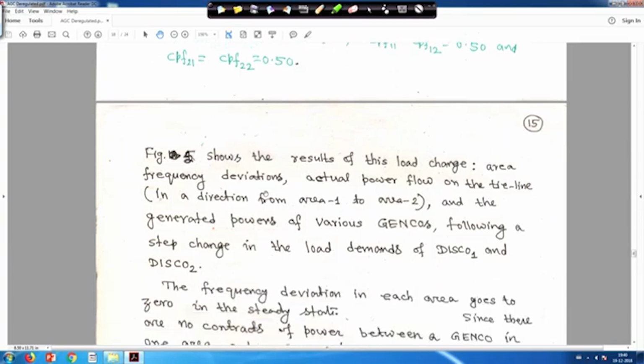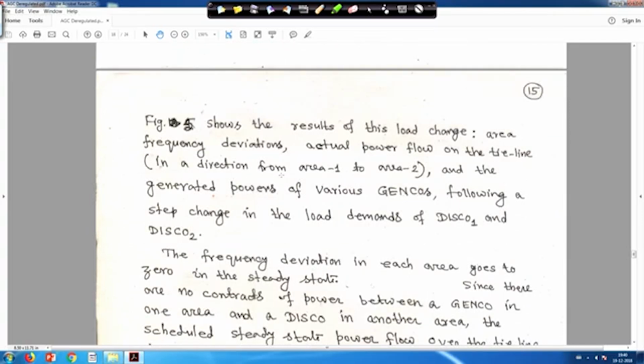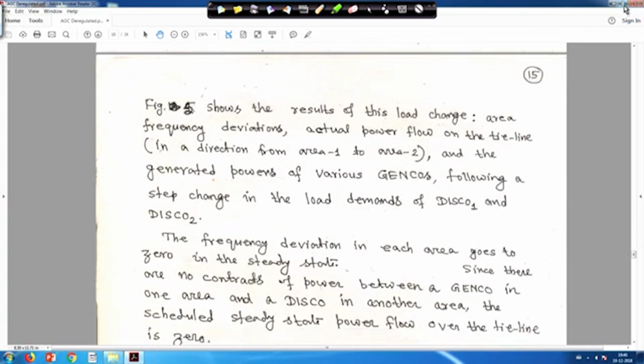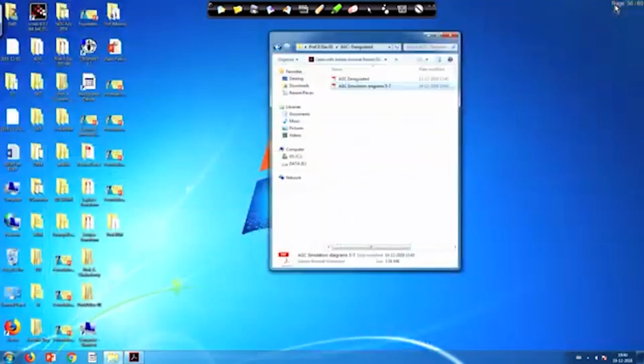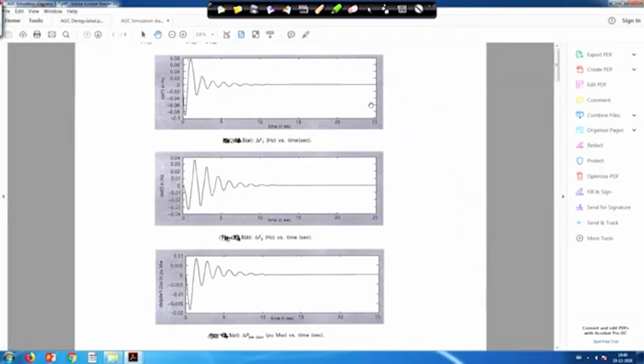Figure 5 shows the result of this load change. I will show you the figure. So, area frequency deviation, if you look into this, let me come back to the figure, that is figure 5. So, this is figure 5. This is a dynamic simulation, actually not through MATLAB Simulink; the actual code was written. It was run in the MATLAB environment, but the code was written, it is not Simulink, and after the data were generated, it was plotted in MATLAB.